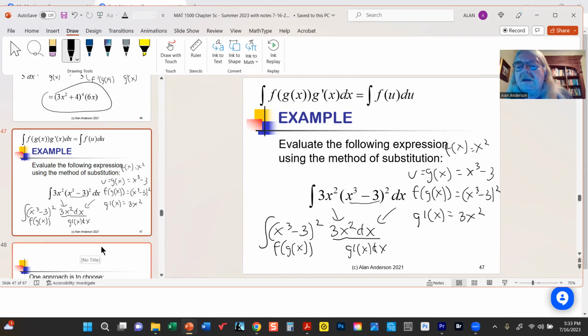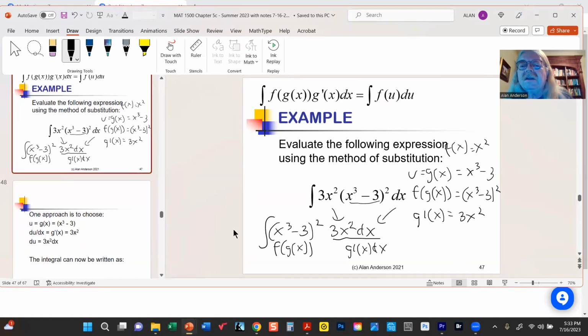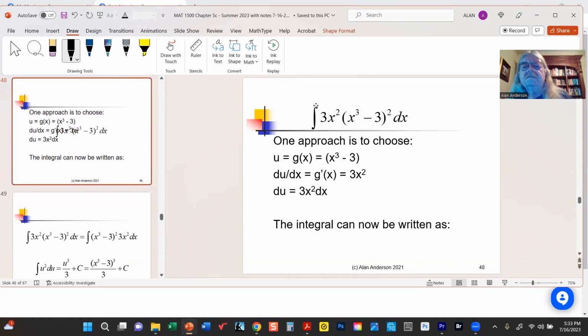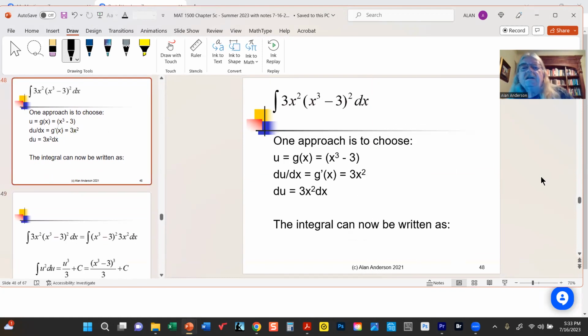So that means that what we're going to do here is to allow, as we figured, we'll define u, which is our function of x, to be x cubed minus 3. Then du dx would simply be 3x squared. Or we can think of this as du is 3x squared dx. You're just multiplying both sides by this. So that means this could be rewritten as u squared du.